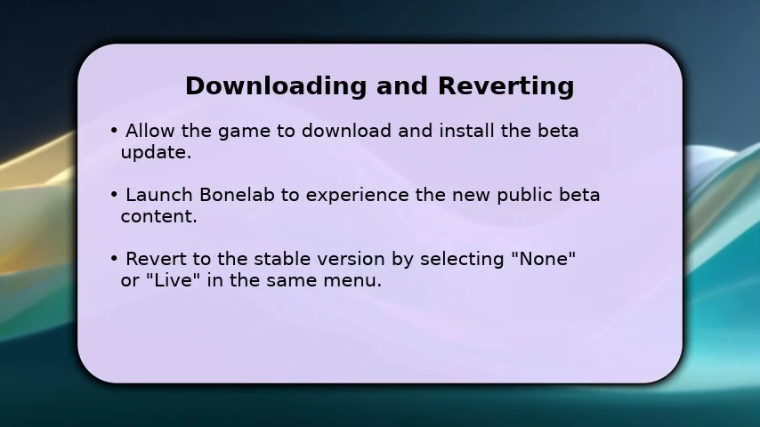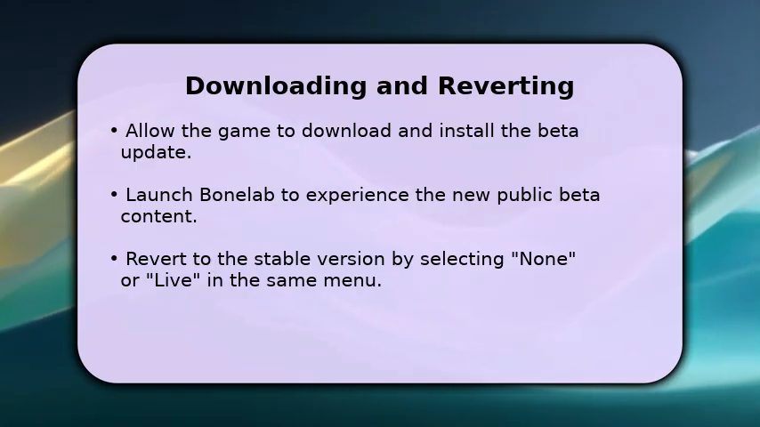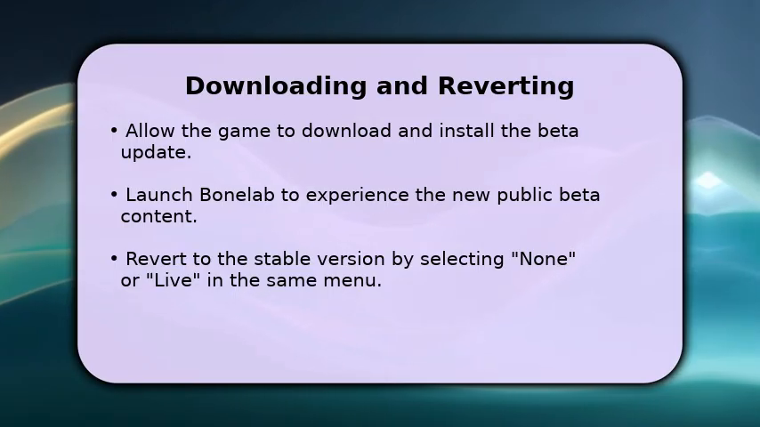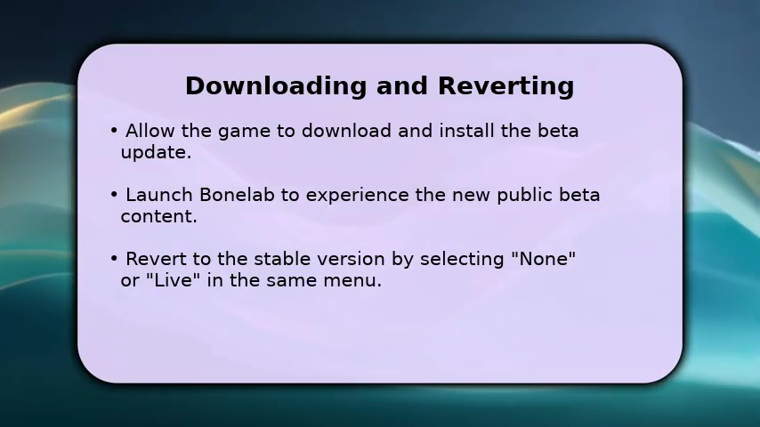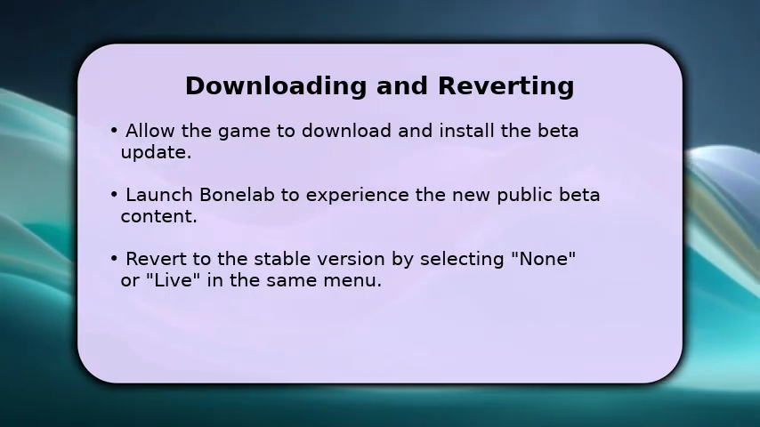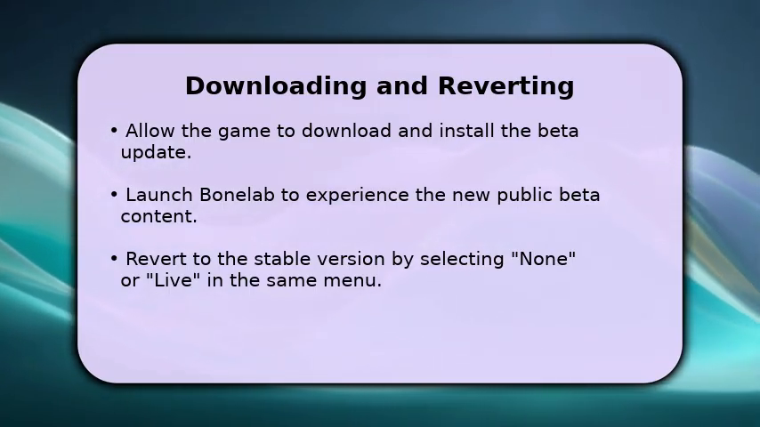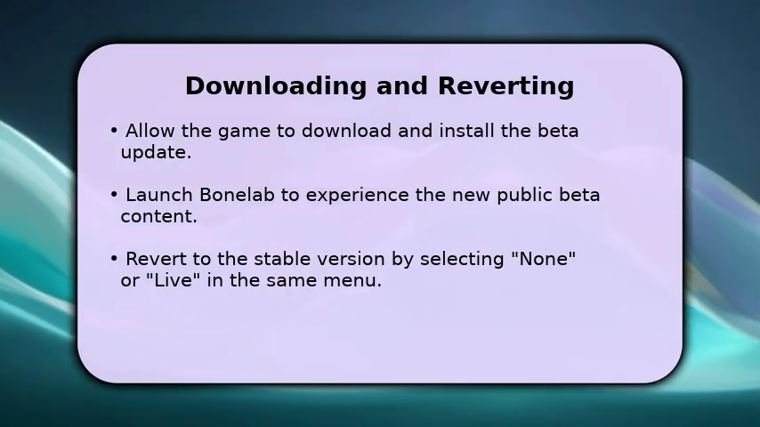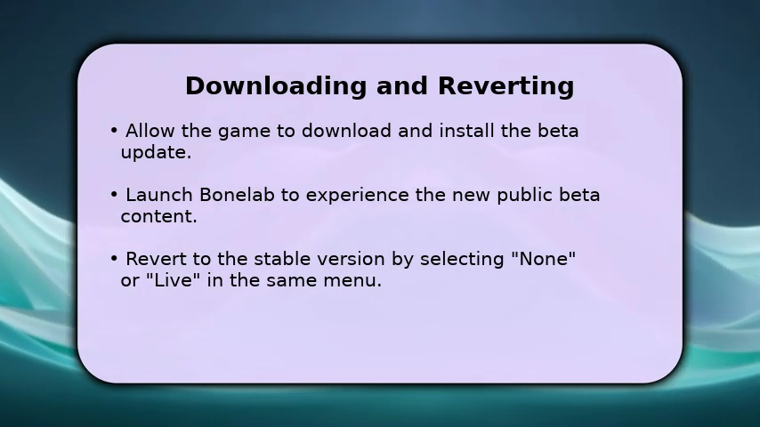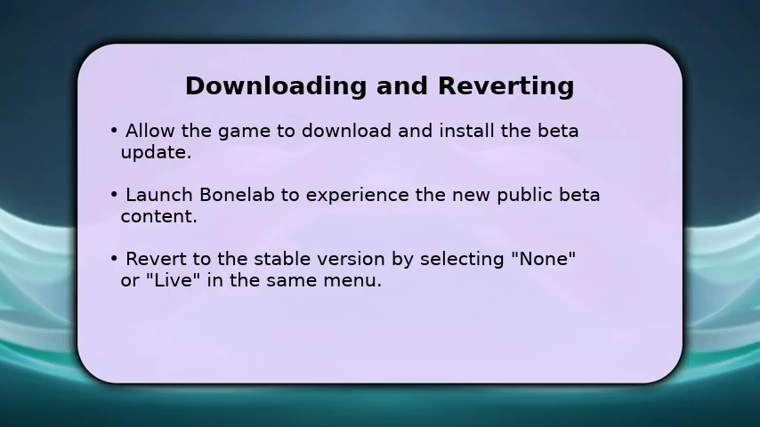Once you have selected the beta, allow the game to download and install the update. This might take a few minutes, depending on your internet speed and the size of the update, usually around 500 megabytes. After installation, launch Bonelab to explore the new features. If you wish to return to the stable version, simply repeat these steps and select None or Live from the beta options.